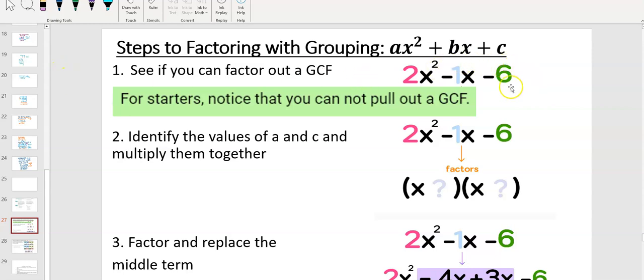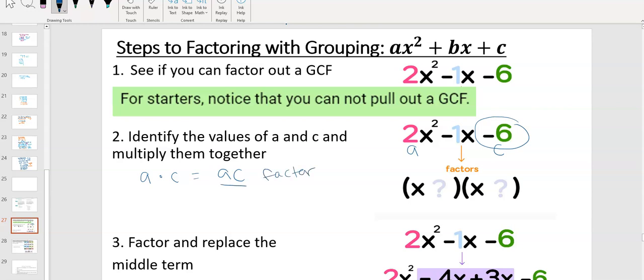Okay, so in this problem right here, we do not have a GCF that we can pull out. So we're going to continue on with our grouping method. When we're grouping, we are looking at A and C, and we are multiplying them together. When I multiply 2 and negative 6 together, I am going to get negative 12. So I'm multiplying A and C here. A times C is going to be an answer, and that's the number that you're going to factor.